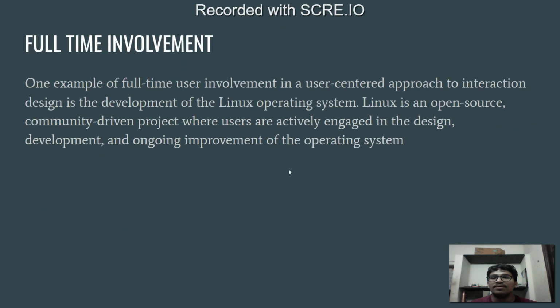The first one is full time involvement. The example for full time involvement in a user centered approach to interaction design is the development of the Linux operating system. Linux is an open source, community driven project where users are actively engaged in the design, development, and ongoing improvement of the operating system.